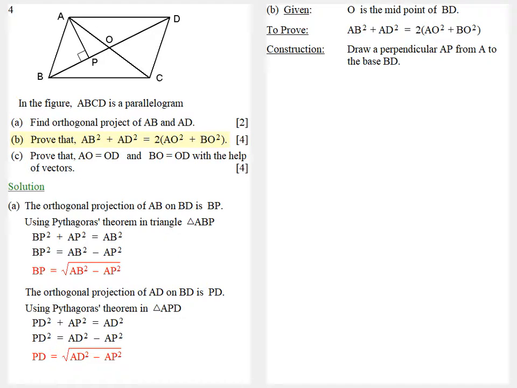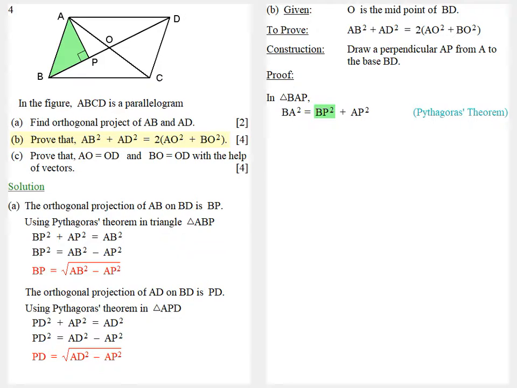Now we're going to have to do a construction. We draw a perpendicular AP from A to the base BD. This is already drawn in the diagram. So to prove it, we have in triangle BAP, BA squared equals BP squared plus AP squared. That's just Pythagoras' theorem.